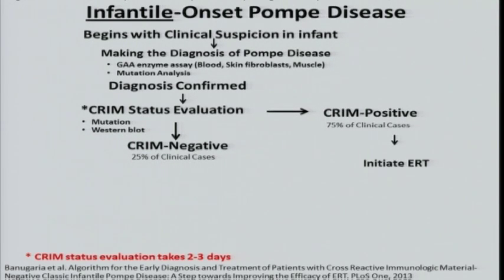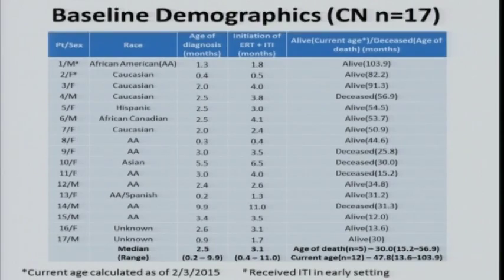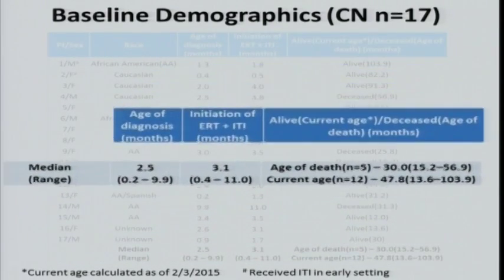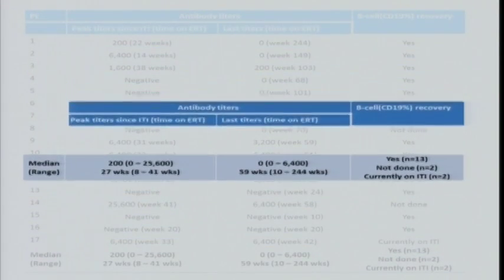And the bottom line is, you come up with an algorithm. I'll say that these are my high-risk patients who are CRIM negative. I'm going to put them on this immune tolerance protocol, and I'm going to see if they don't make antibody titers. So this is the summary, and these are cases also from India. The idea is that these are patients who are started now at 2.5 months. We've now instituted the immune modulation at the time of enzyme treatment, and let's see how these patients have done.